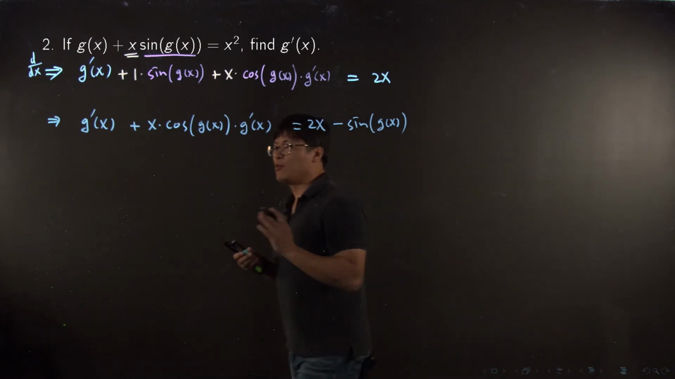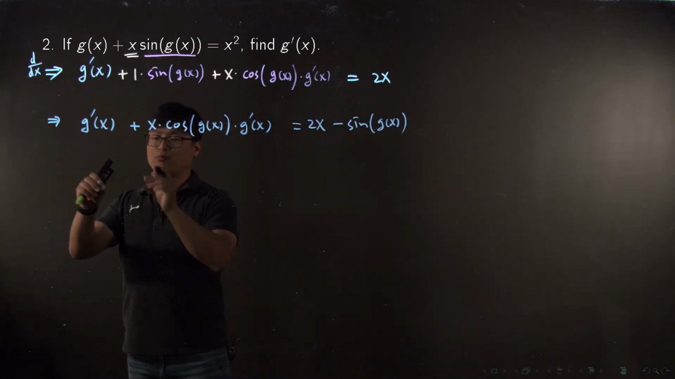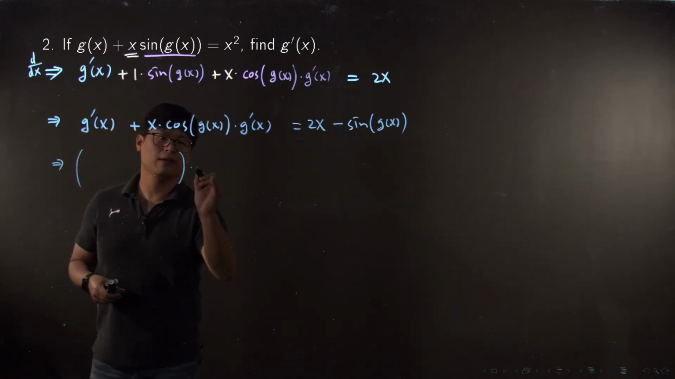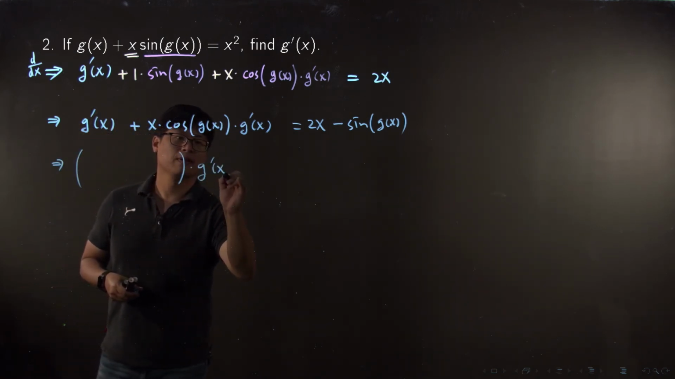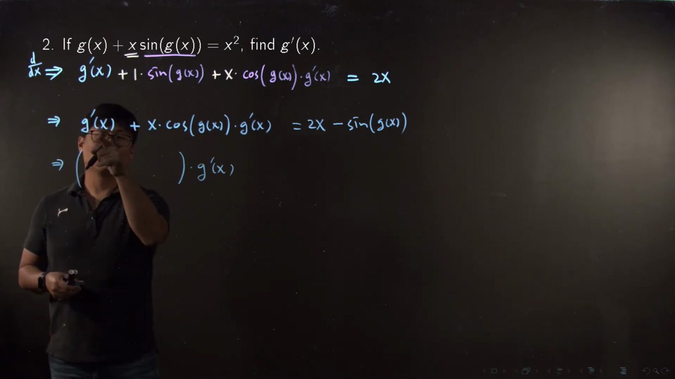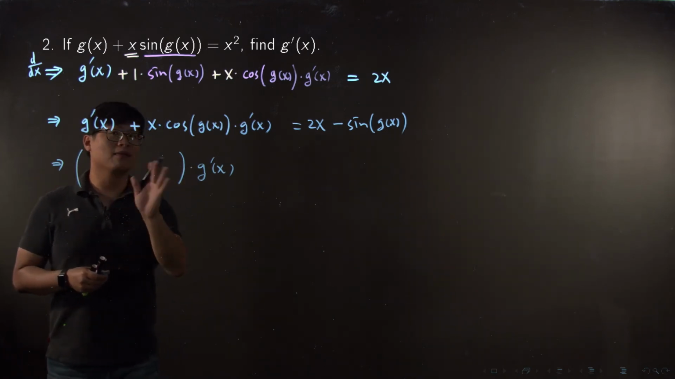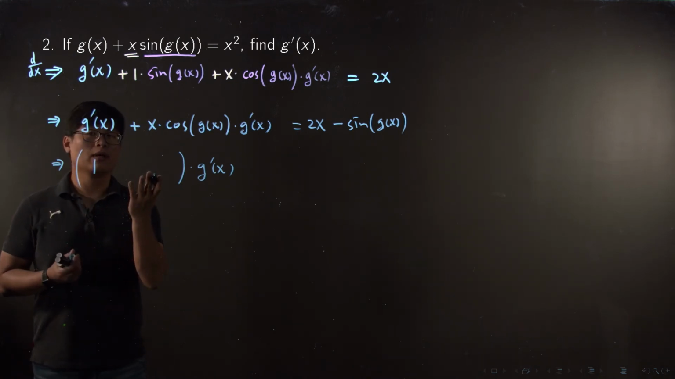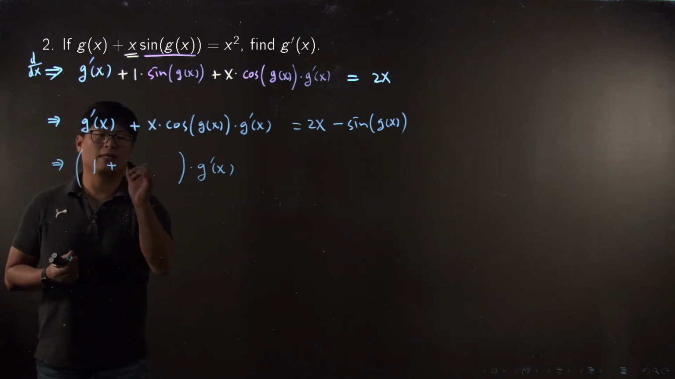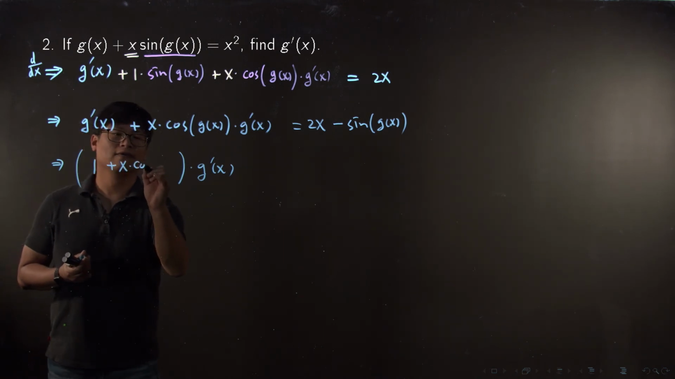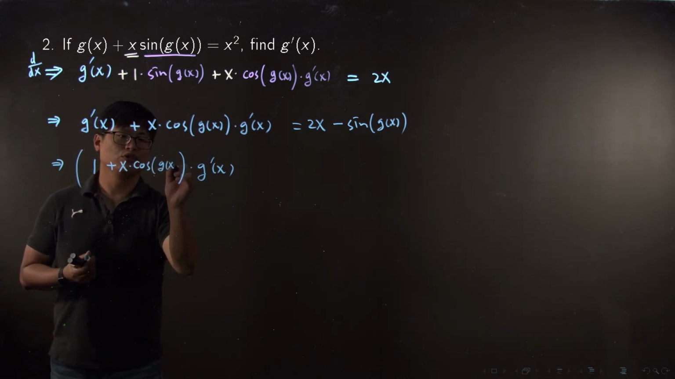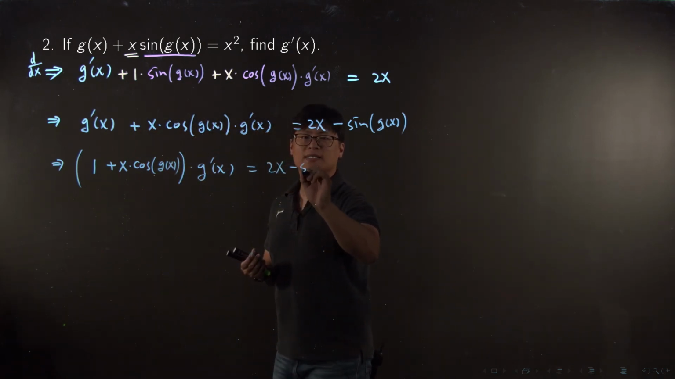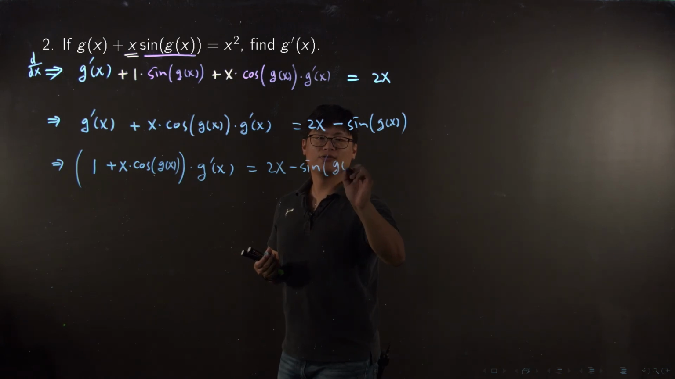And as we did in the previous problem, we can pull out g prime x. Let me write it this way. Inside, when we pull this one out, the remaining is not 0 but it must be 1, because we are talking about multiplication. Plus x times cosine of g of x. Then the right-hand side, 2x minus sine of g of x.